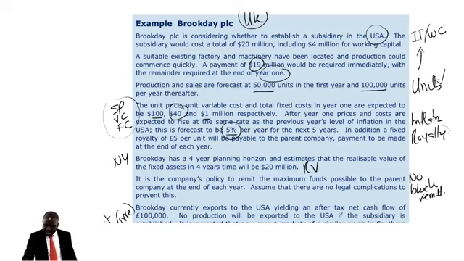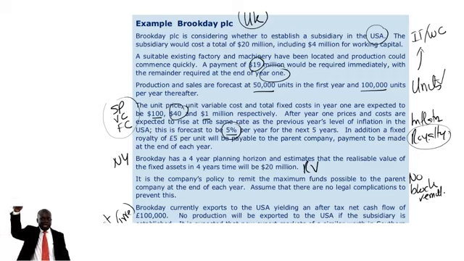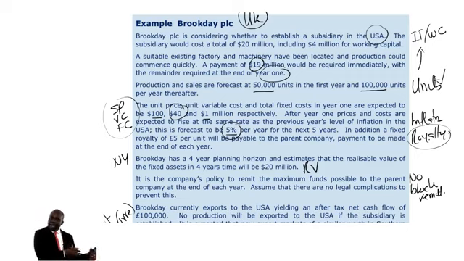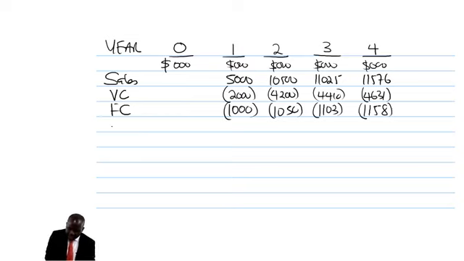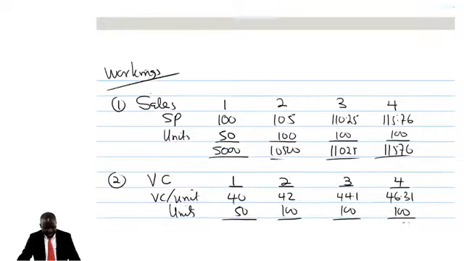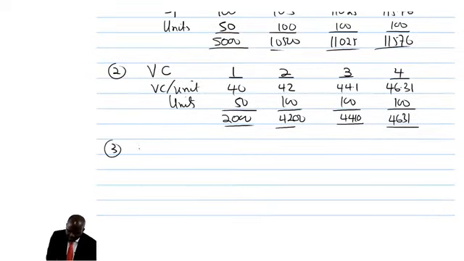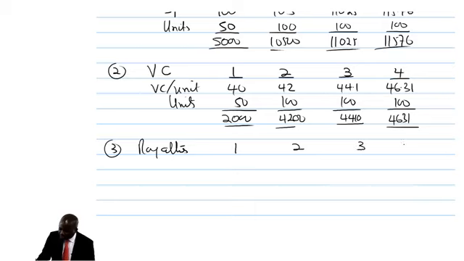That same paragraph, I saw royalties. So they have to pay us royalties. So to them, it is an expense. To the parent, it is what? An income. So that royalty, they said, in addition, a fixed royalty of £5 per unit will be payable to the parent company. Payment to be made at the end of each year. So I have to go and sort the royalty out. It's an expense to them. So royalties, I go down there and I do my workings 3, which is going to be on royalties, which is year 1, year 2, year 3, year 4.